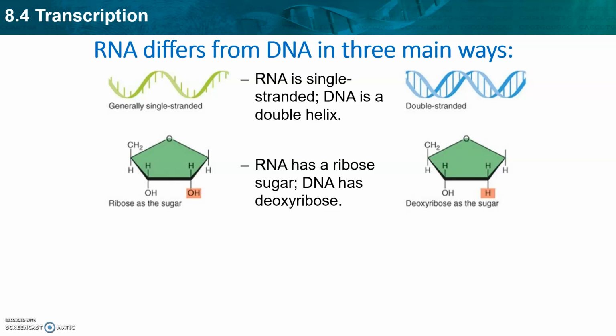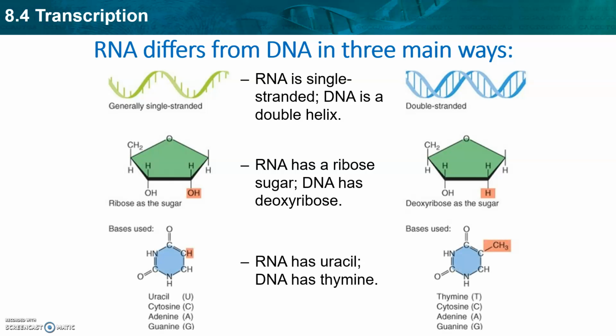RNA has a different sugar from DNA. RNA has ribose. You can see that pictured on the left. DNA, we've already talked about this, has the sugar deoxyribose. You can see that the only difference between these sugars is going to be what is attached to this carbon. It's an OH group or a hydroxyl group in ribose, but if you look at deoxyribose, it's missing the oxygen, hence the name deoxyribose.